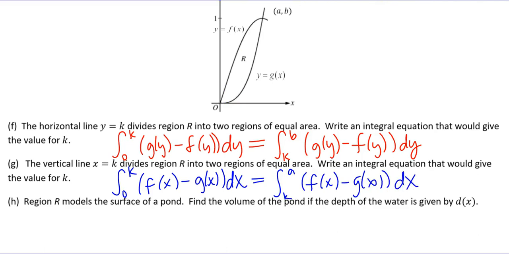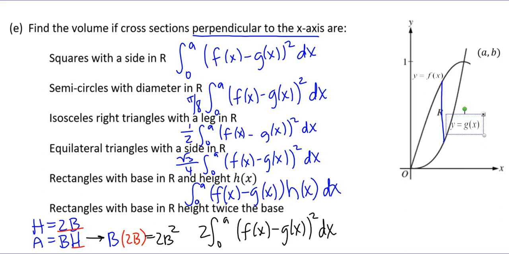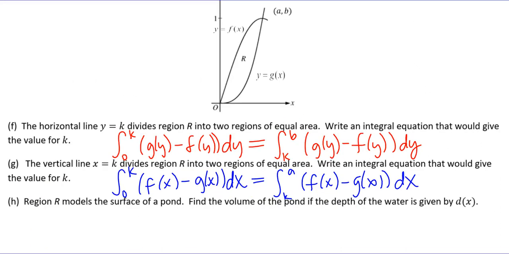All right, part H, region R models the surface of a pond. Find the volume of the pond if the depth of the water in the pond is given by d of x. So this is actually very similar to putting rectangles in the region with a height of h. It's just now we're calling it depth instead of height, essentially.